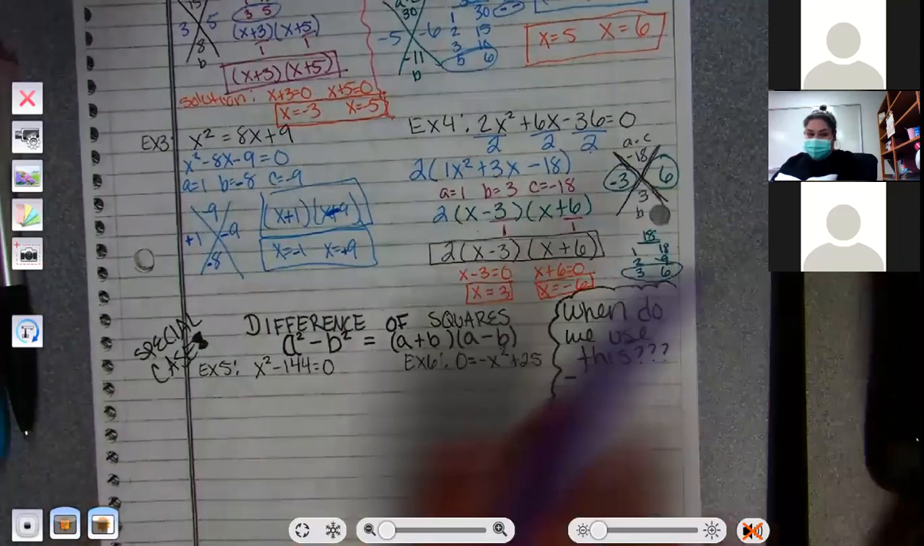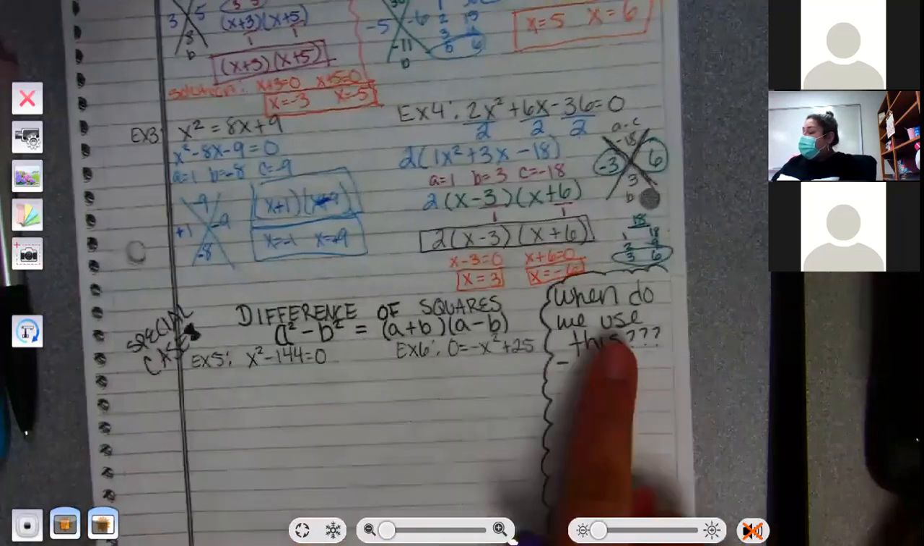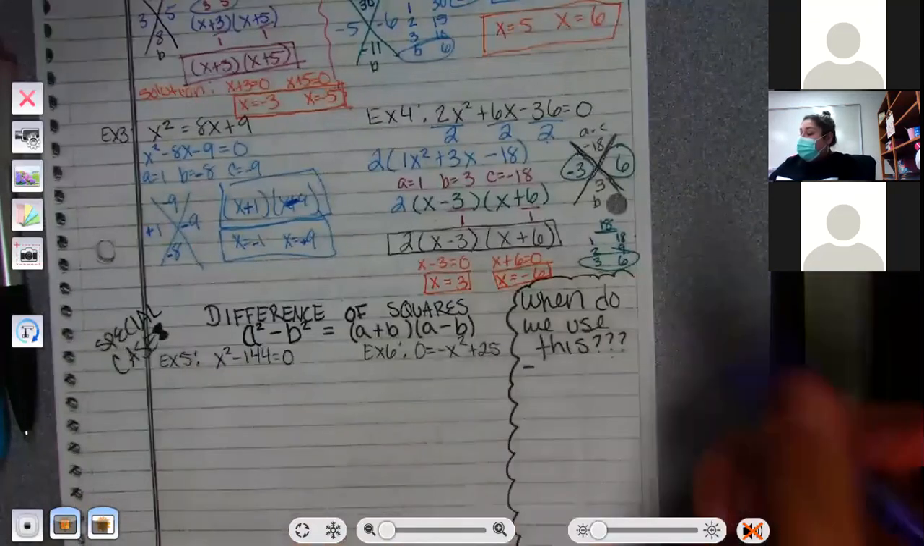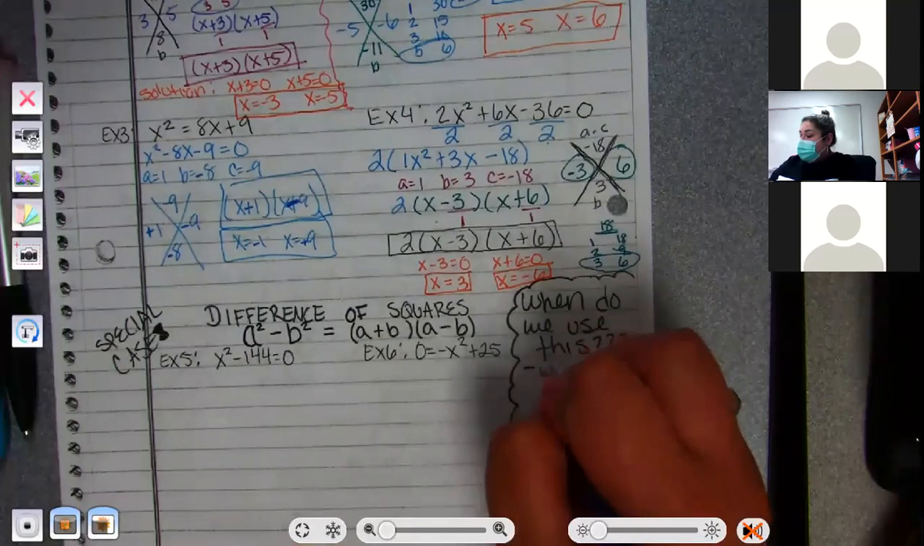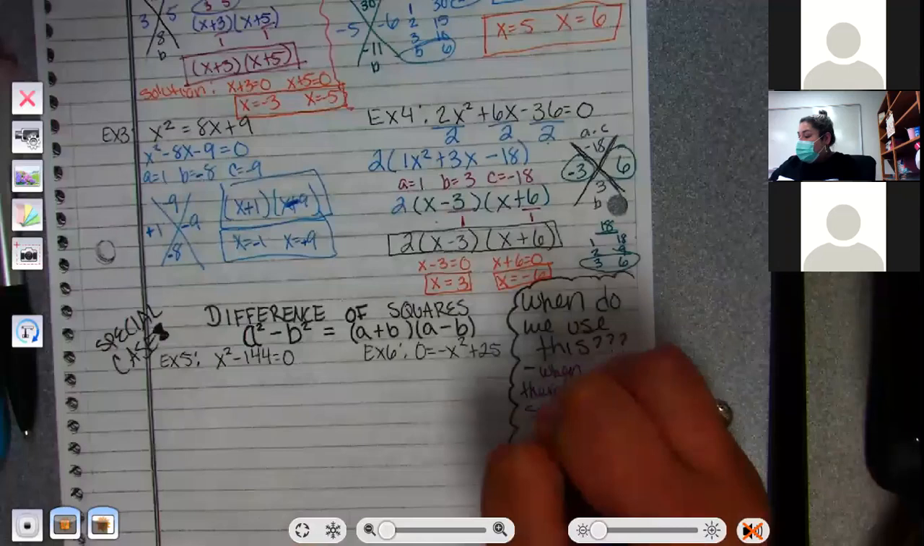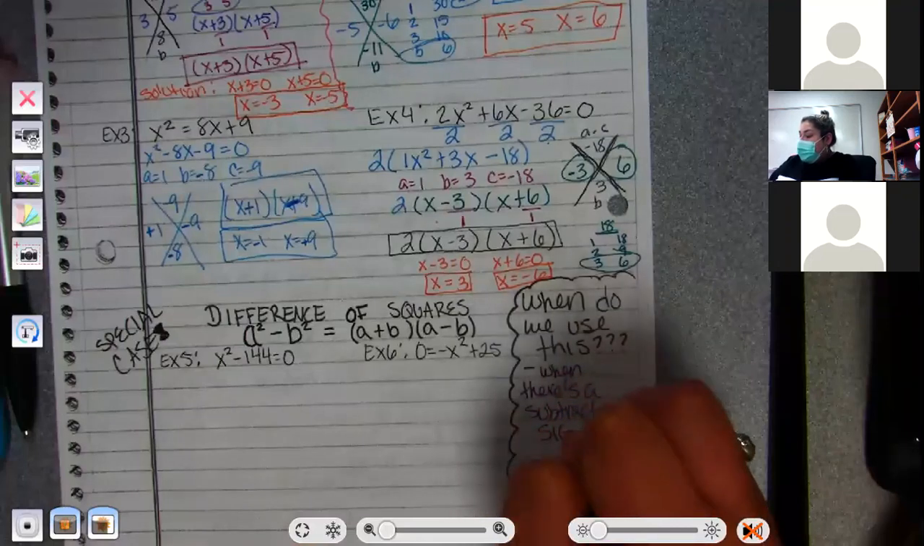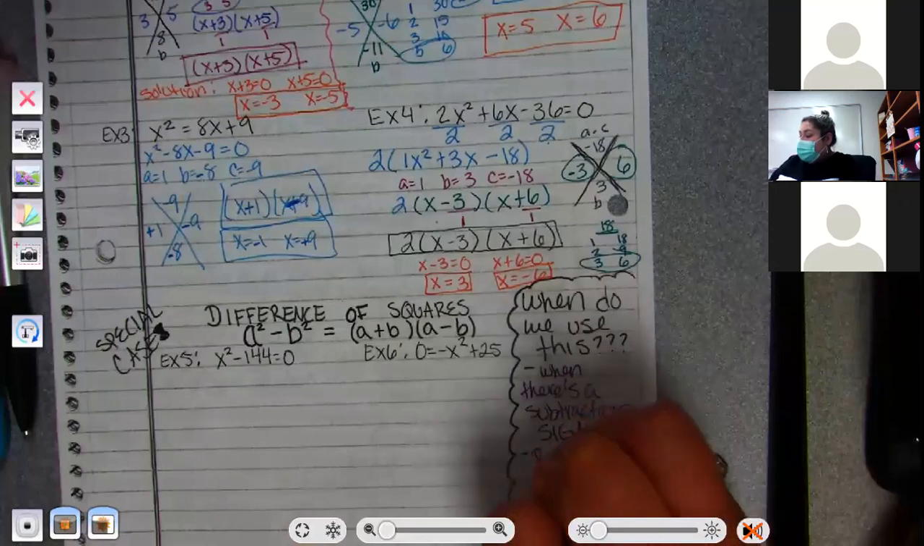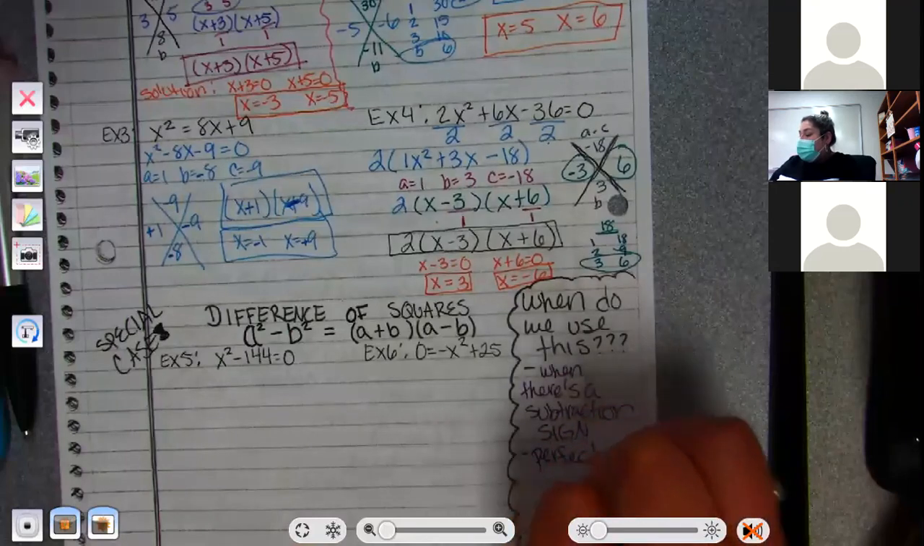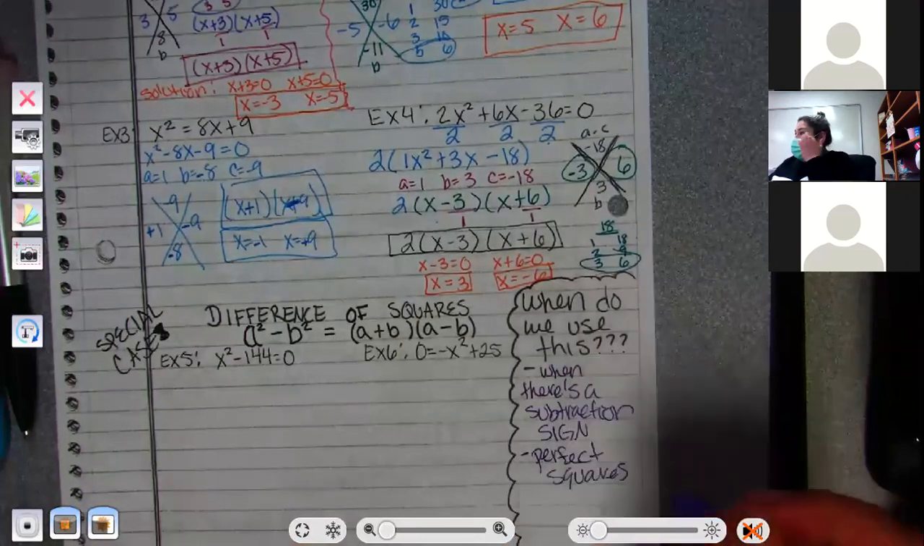So what does that mean? So when do you use this? Okay, so we use this when there's a subtraction sign. That is the first thing you should be looking for. And when you have perfect squares. Do we remember what perfect squares are? We kind of saw an example of that, right? So a perfect square would be 1, 4. What would be the next perfect square?